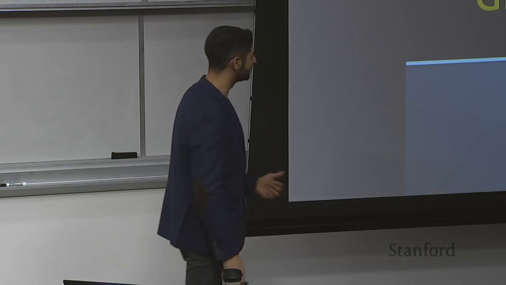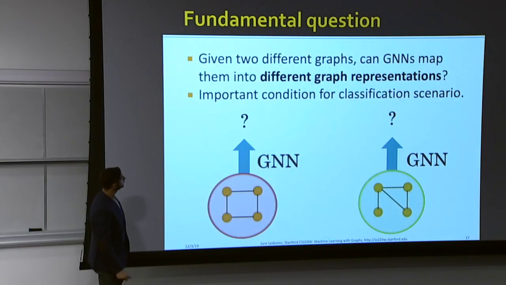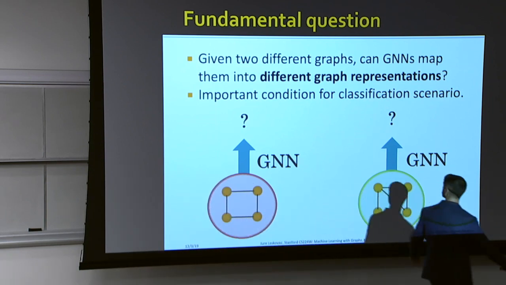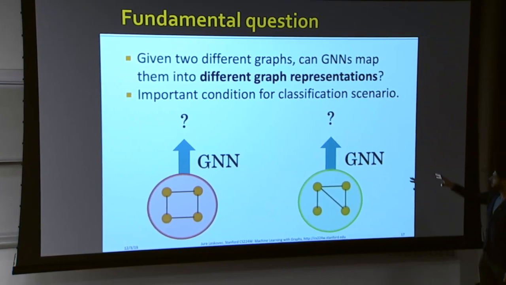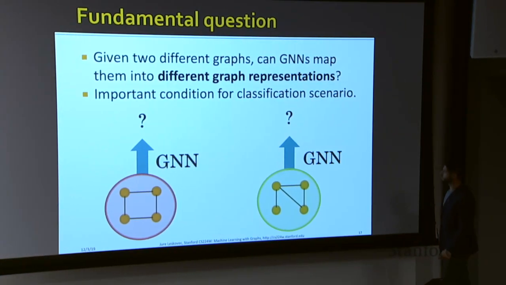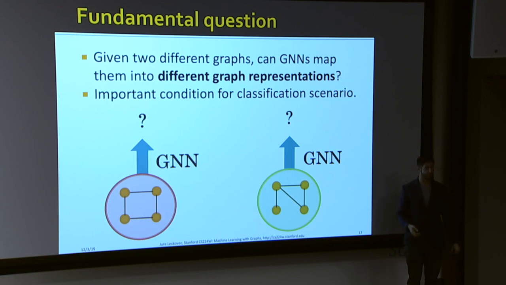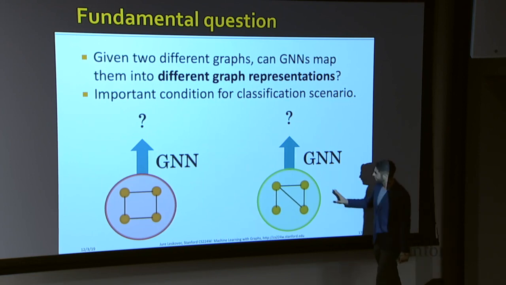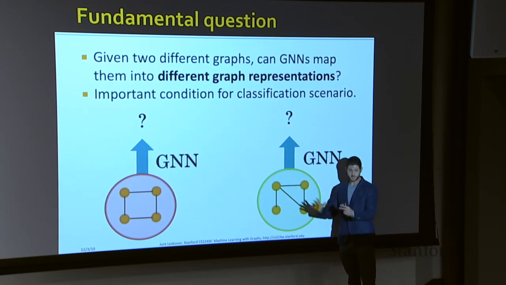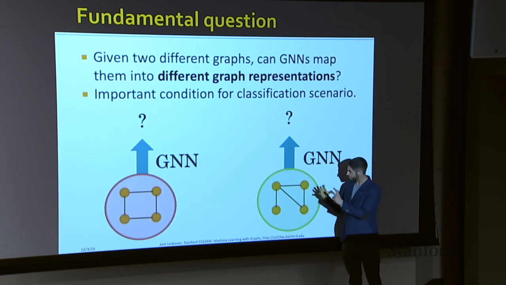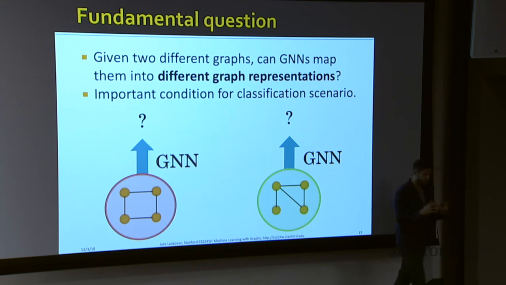So, first part, limitations of conventional GNNs. As we were saying before, given these two different kinds of graphs, can a GNN map them into different graph representations, okay? Obviously this is a very important condition for a classification scenario. These could be standalone graphs or subgraphs. In general, if this kind of small structure is not distinguishable by a GNN, clearly there is a limitation that we would like to avoid, right?